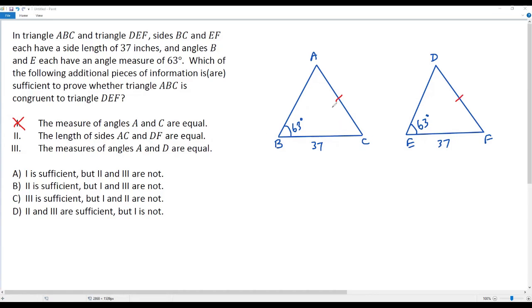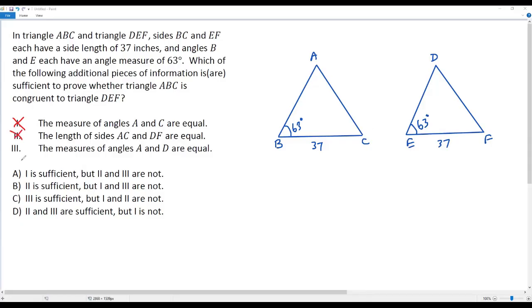Okay, from this one we get SSA, that is side, side, angle. But we cannot consider SSA as a triangle congruence postulate. So the information we have over here is not sufficient to prove the two triangles are congruent. So we can reject the second information.